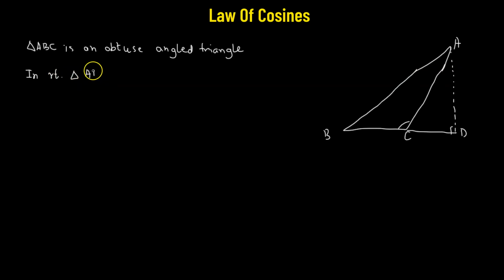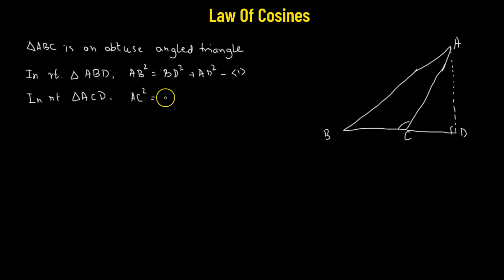In right angle triangle ABD, using the Pythagoras theorem, AB squared will be equal to the base squared, which is BD squared, plus the perpendicular squared, which is AD squared. We're going to label this as equation number 1. Then we have the other right angle triangle. In right angle triangle ACD, AC squared will be equal to CD squared plus AD squared. Let this be equation number 2. So we will be starting with equation number 1.